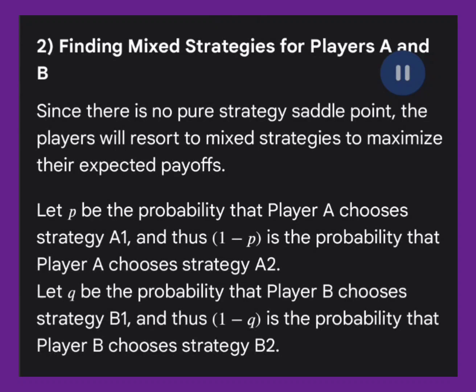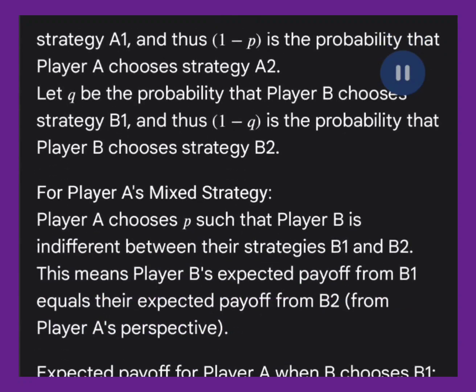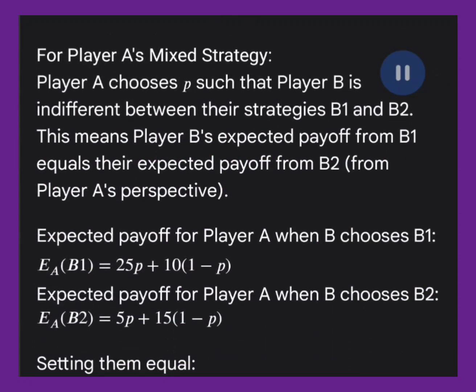For player A's mixed strategy, player A chooses P such that player B is indifferent between their strategies B1 and B2. This means player B's expected payoff from B1 equals their expected payoff from B2. From player A's perspective, expected payoff for player A when B chooses B1, EA of B1, equals 25P plus 10(1-P). Expected payoff for player A when B chooses B2, EA of B2, equals 5P plus 15(1-P).